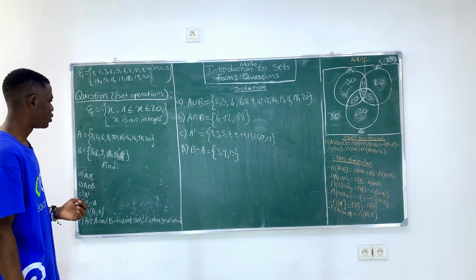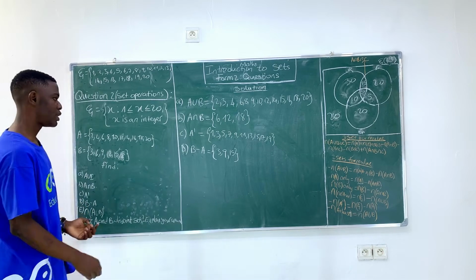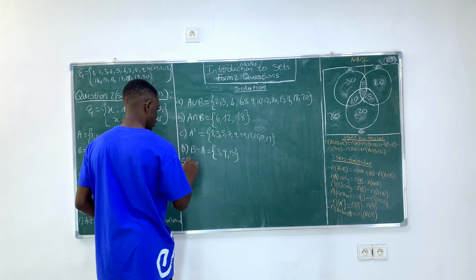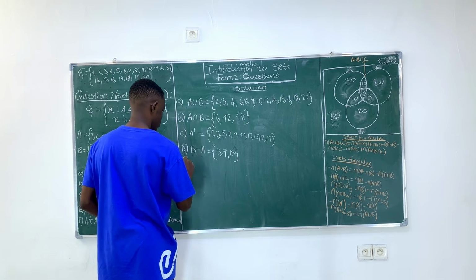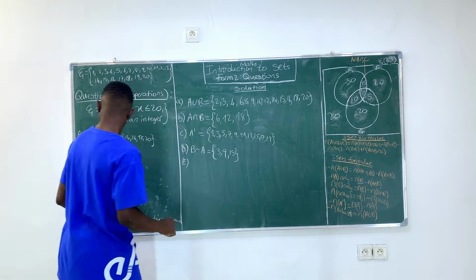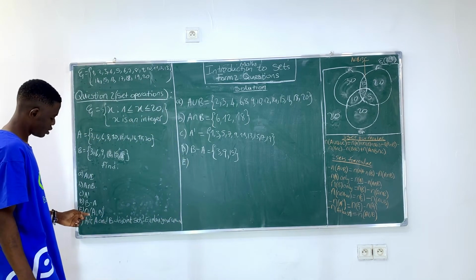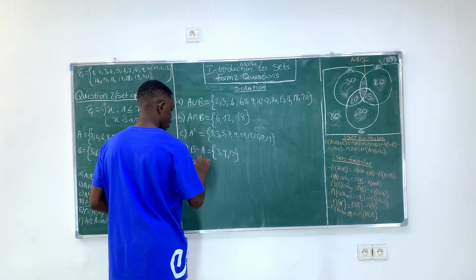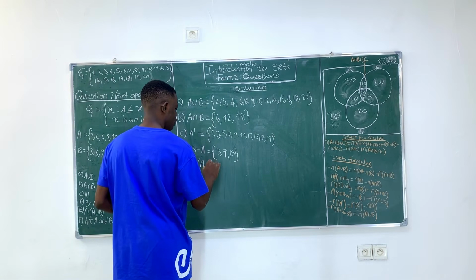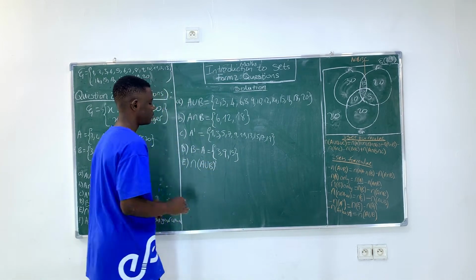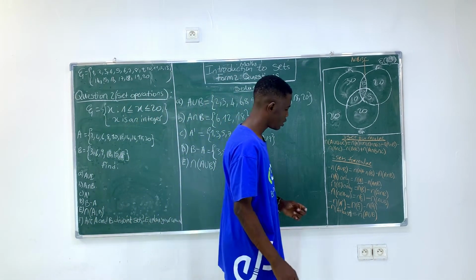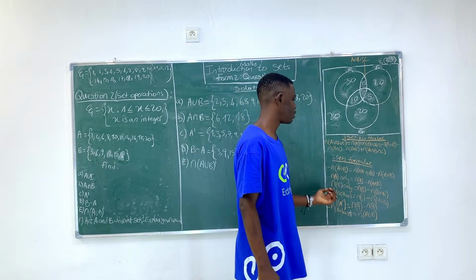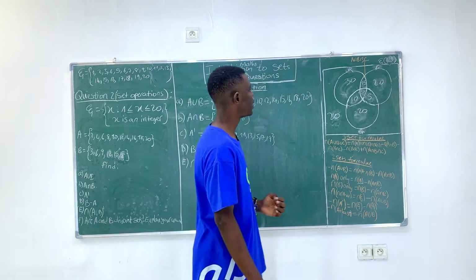So that is it for D. The E part says n of (A union B) prime. So I ask you for n of (A union B) prime.